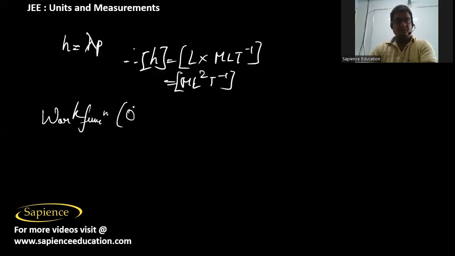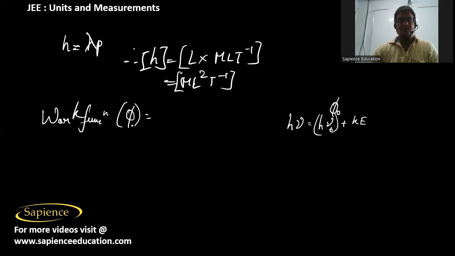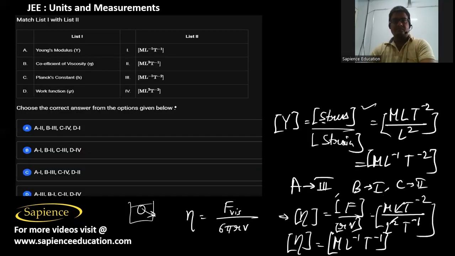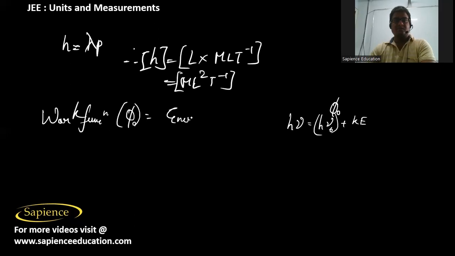Work function, that is phi. Phi is the same as the energy only, since in Einstein's photoelectric effect we know that h nu equals h nu naught plus kinetic energy. And this h nu naught is called phi naught, which is the work function. So its unit is the same as the energy. It is the same as the energy only.